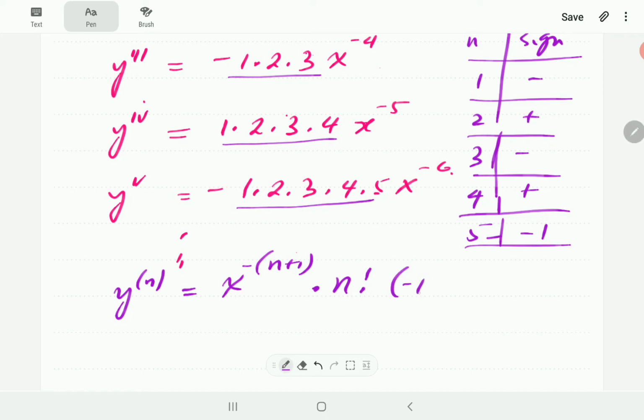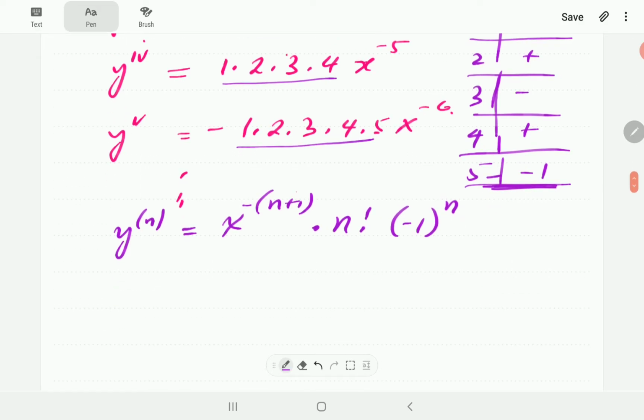If we raise -1 to the power n, then this is going to achieve what this table is suggesting. So for instance, when n is 1, it's going to be -1 here. When n is 2, -1 squared is positive, -1 cubed is negative, etc. So this is like our full expression now.